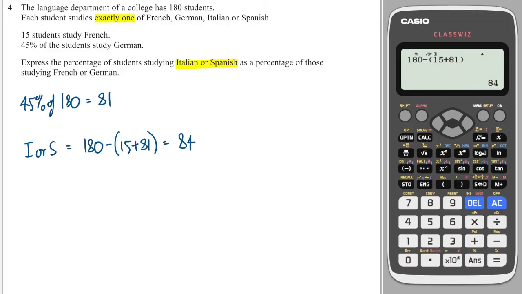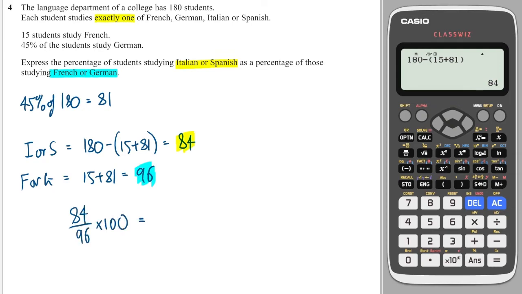And now it wants that as a percentage of those studying French or German. Okay, so this is the number of people studying Italian or Spanish. French and German is 15 plus 81, which is 96. So to work out a percentage of one of the other, we want of the yellow over the blue. So we just do 84 over 96, times it by 100 to get it as a percentage. So 84 over 96 multiplied by 100, and we get 87.5%.